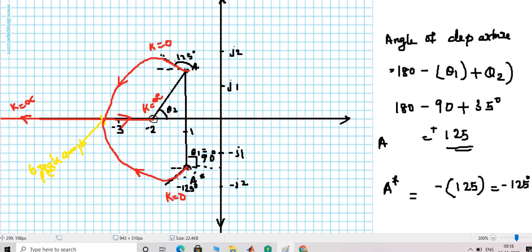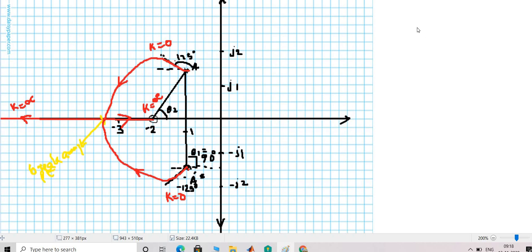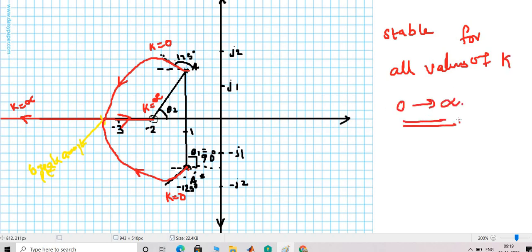Now since we don't have any root locus part on the RHS, all root locus branches are lying only in the LHS or left hand side, we can say that the system will be stable for all values of k, because when the value of k goes from 0 to infinity, the root locus is only lying on the LHS. We can say that the system is stable for all values of k starting from 0 to infinity.